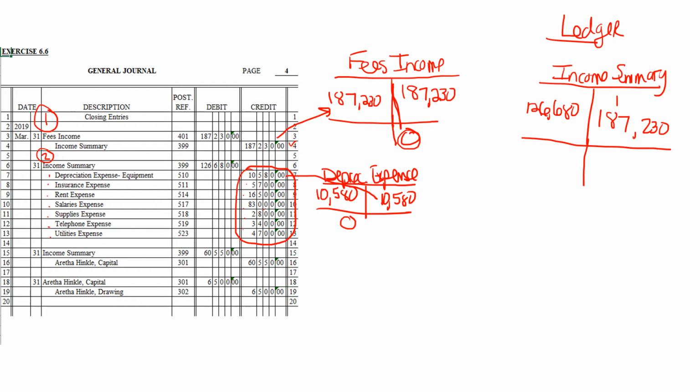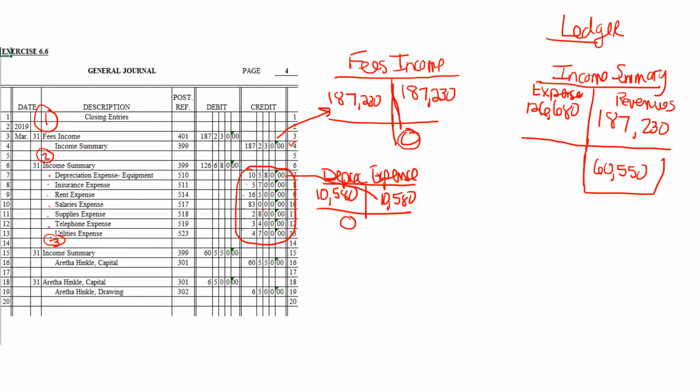So remember, the credit part represents your revenues, and the debit part represents your expenses. So if we were to calculate the balance of income summary, the balance would be 187,230 minus 126,680. That would give you $60,550. Notice that's on the credit side. So look at the third entry, label this one right down here. Notice on the third entry we're going to debit income summary for $60,550.